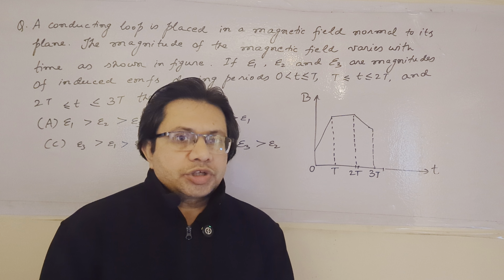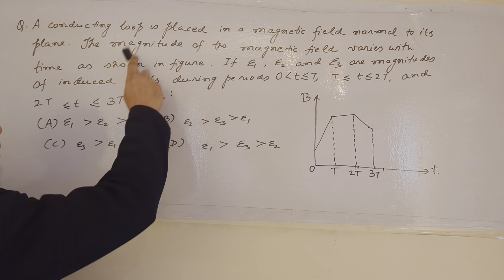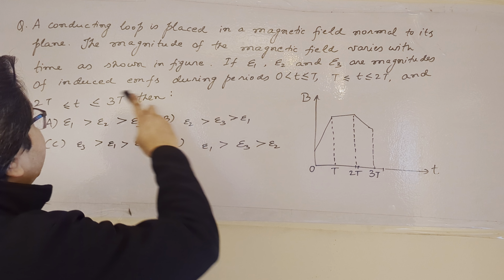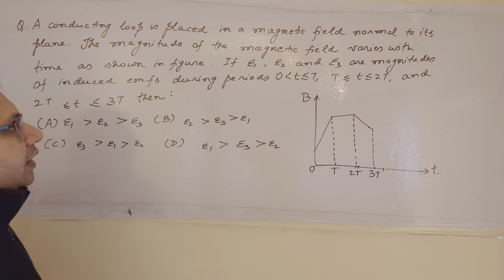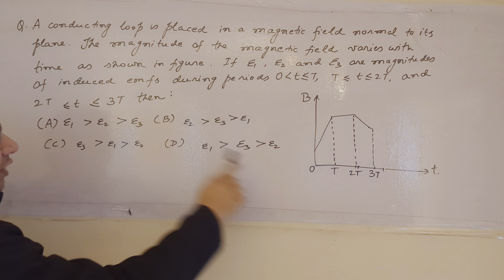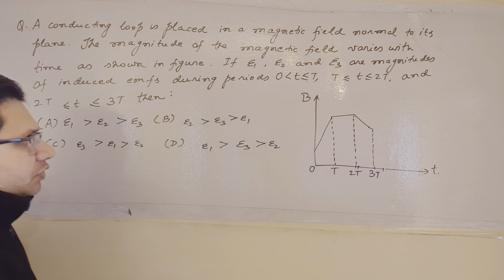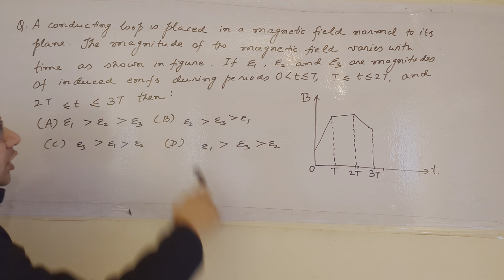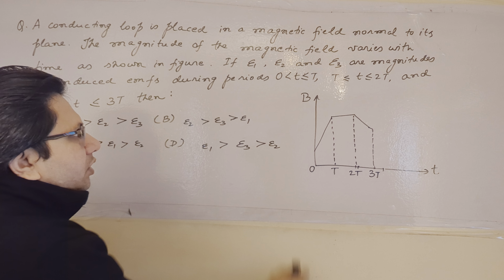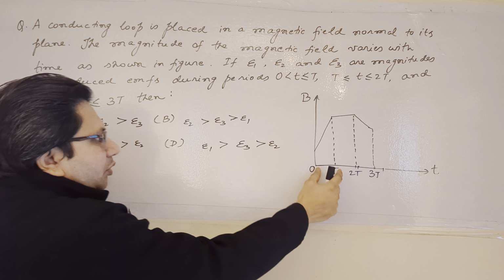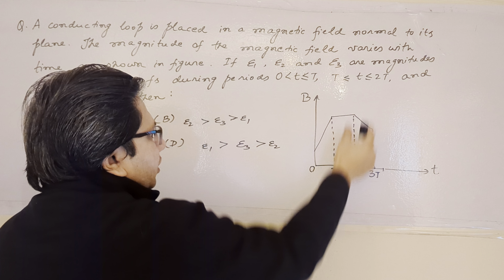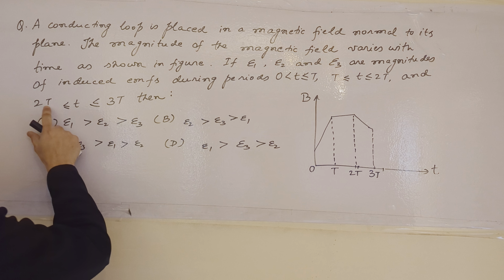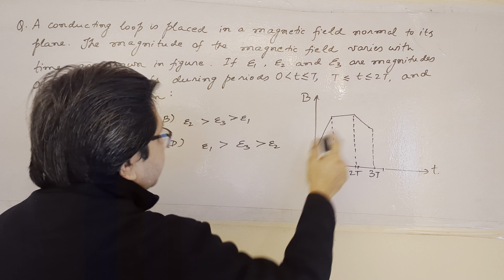Hello students, the question is: a conducting loop is placed in a magnetic field normal to its plane. The magnitude of the magnetic field varies with time as shown in the figure. If E1, E2 and E3 are the magnitudes of induced EMFs during the time interval 0 to T, the time interval T to 2T, and the time interval 2T up to 3T.